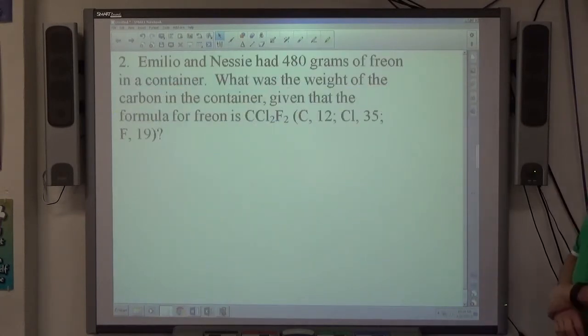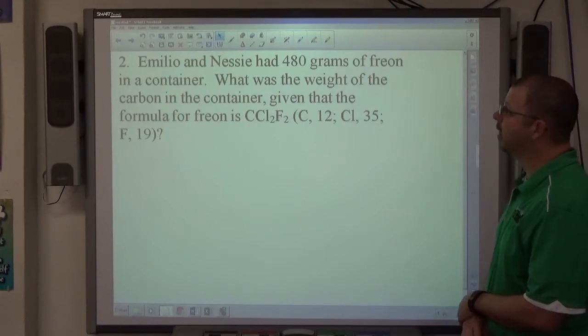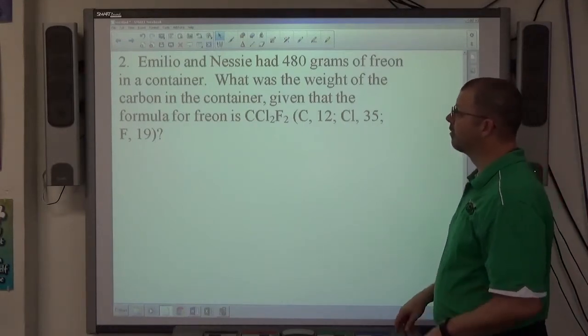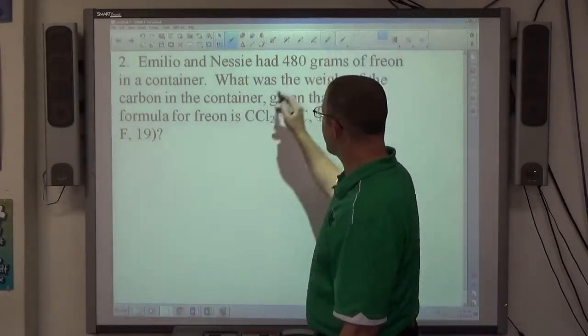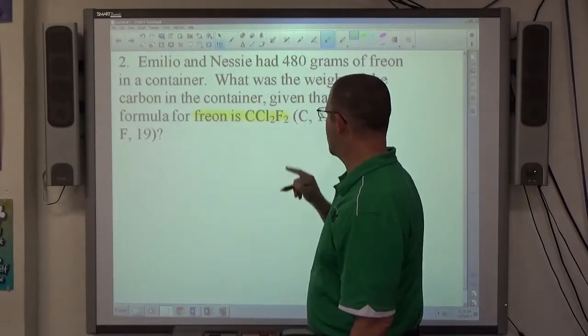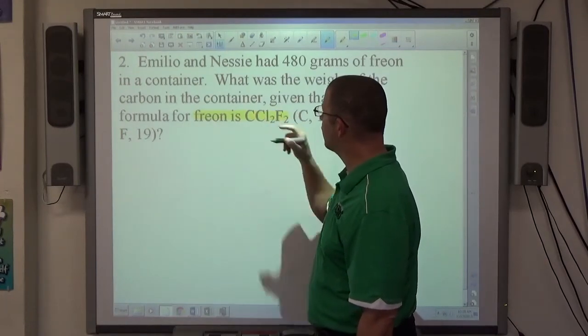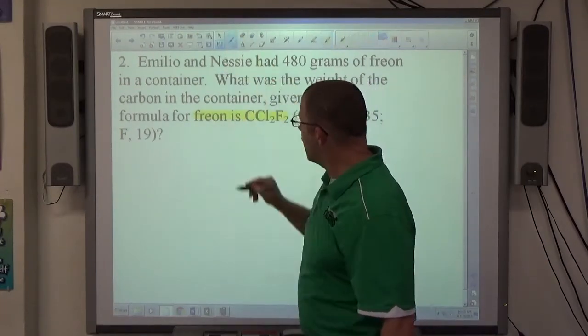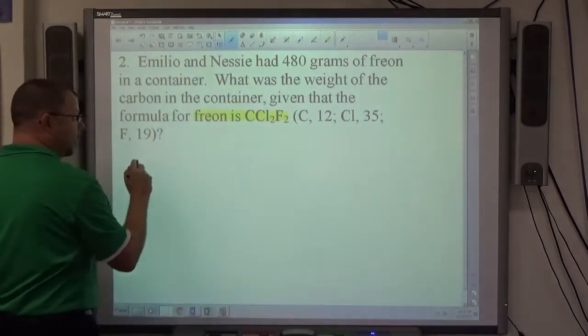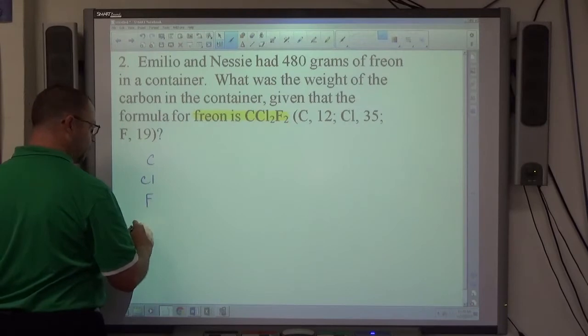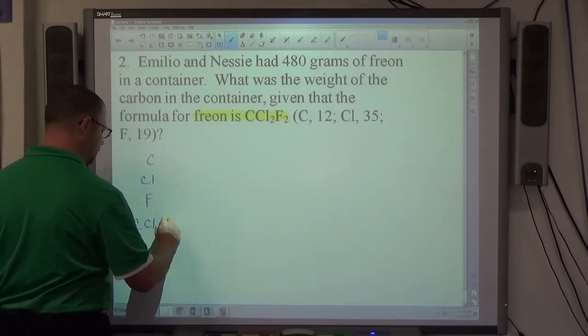Number 2, Emilio Nesti had 480 grams of Freon in a container. What was the weight of the carbon in the container, given that the formula for Freon is this? So Freon is this formula. F is not Freon. F is actually fluorine, Cl chlorine, C carbon. So if I look at the ingredients of Freon, we have carbon, chlorine, fluorine, and then we have actual Freon, which is CCl2F2.